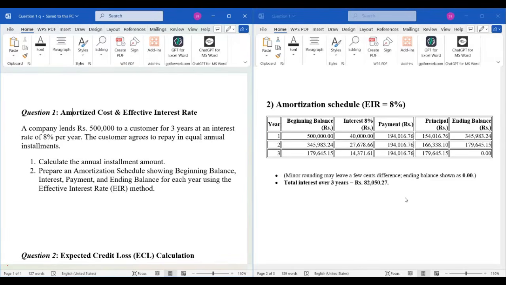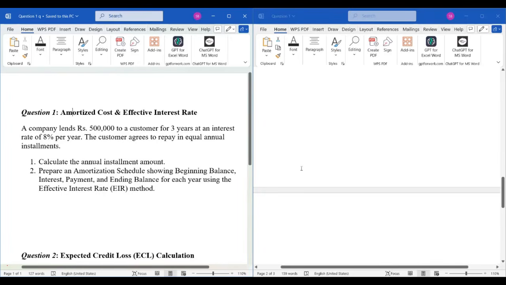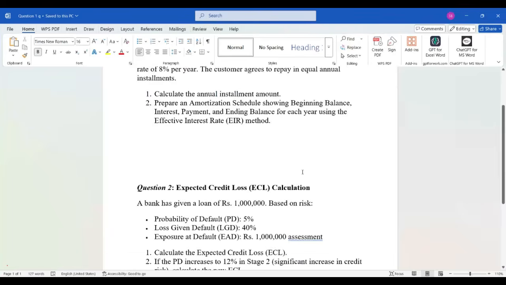So finally, we have to find the total interest for 3 years. So we have to add the interest column: 40,000, 27,678.66, 14,371.61. So the total is 82,050.27 rupees. So this shows us how the amortized cost decreases every year while the effective interest rate ensures equal annual payment.